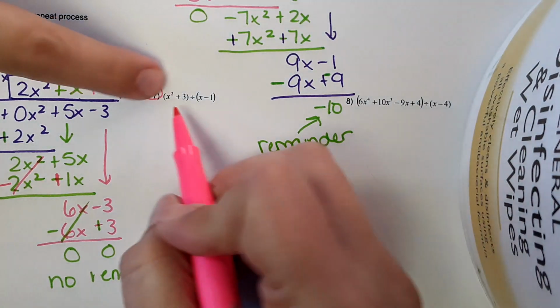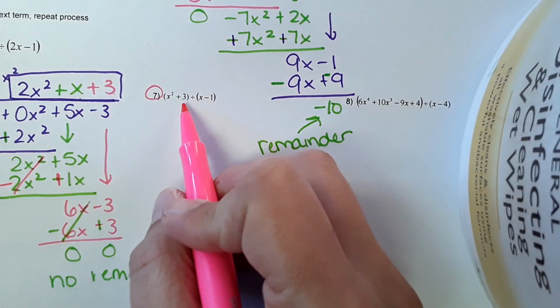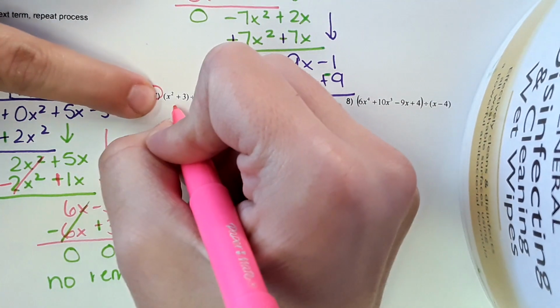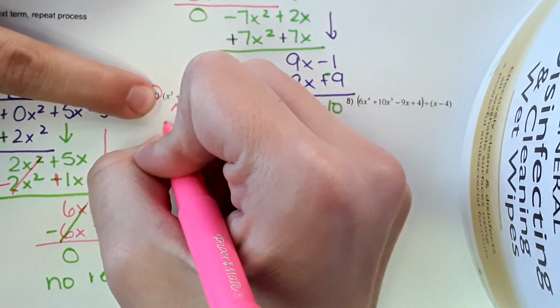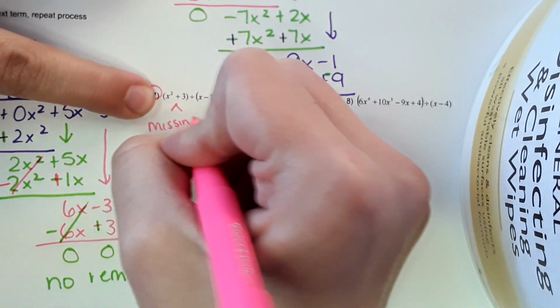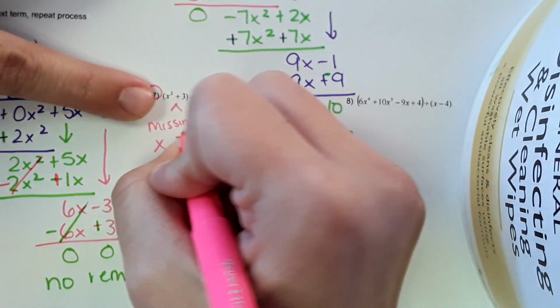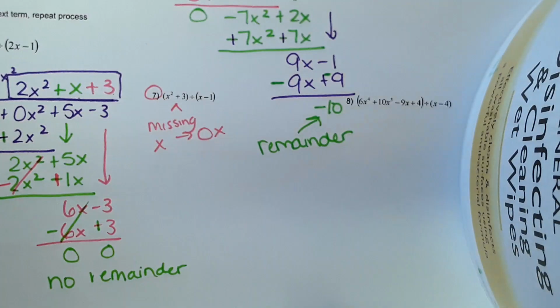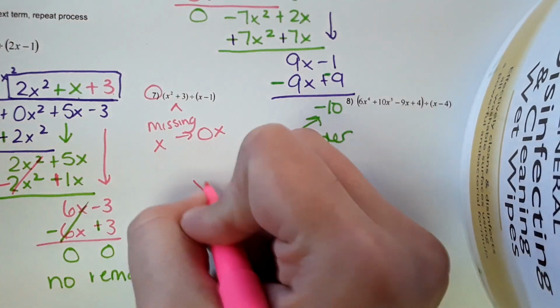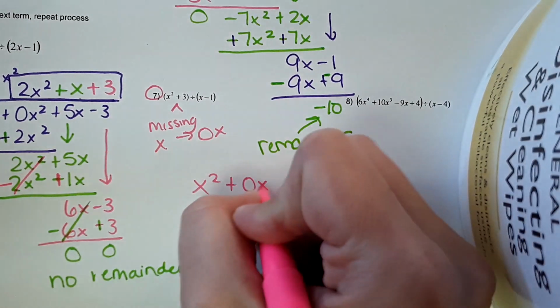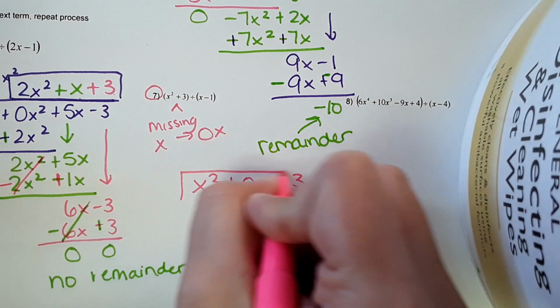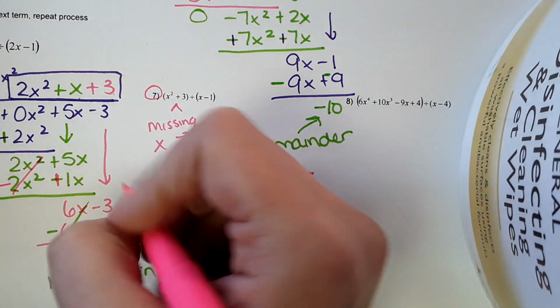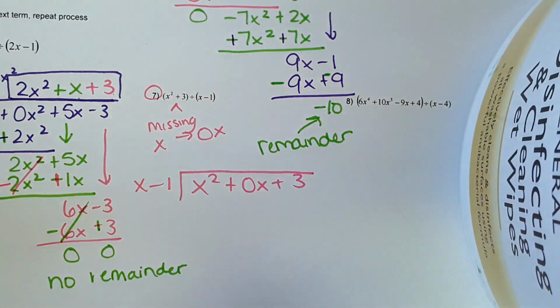Okay, so here we have x squared and 3. It's missing an x, so therefore we're going to plug in a 0x. So when we write this out, we're going to do x squared plus 0x plus 3. And then over here, x minus 1.